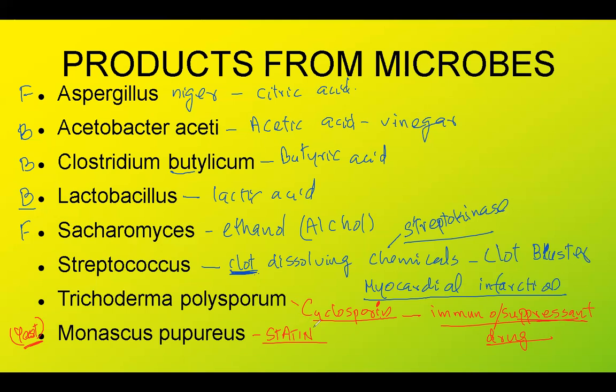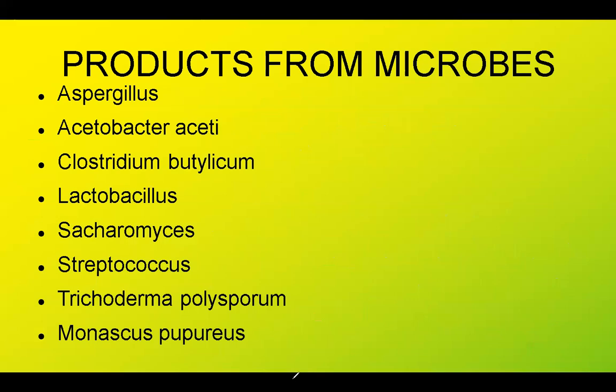So this is called statin. All right, what does statin do? It inhibits an enzyme which helps in the formation of cholesterol. So these are chemicals produced from microbes. That's the next part where microorganisms are actively involved.